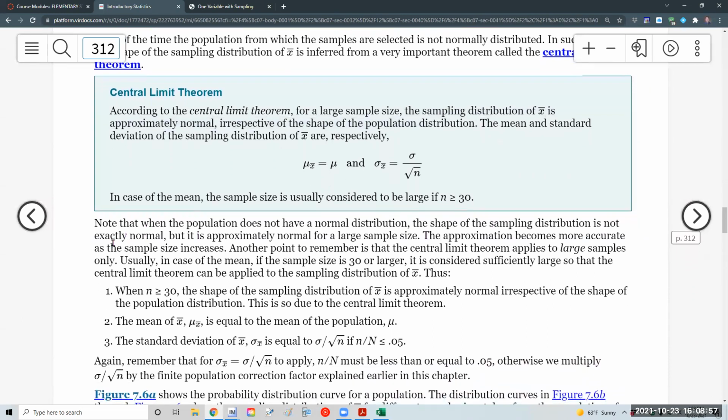All right, so now I'm going to reiterate some of the things I said. Note that when the population does not have a normal distribution, the shape of the sampling distribution is not exactly normal, but it is approximately normal for a large sample size. The approximation becomes more accurate as the sample size increases. Another point to remember is that the central limit theorem applies to large samples only. Usually in the case of the mean, if the sample size is 30 or larger, it is considered sufficiently large that the central limit theorem can be applied to the shape of the sampling distribution.